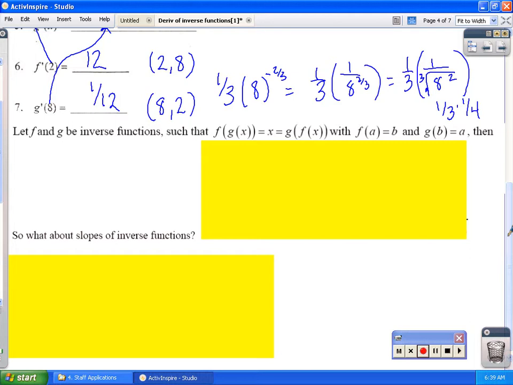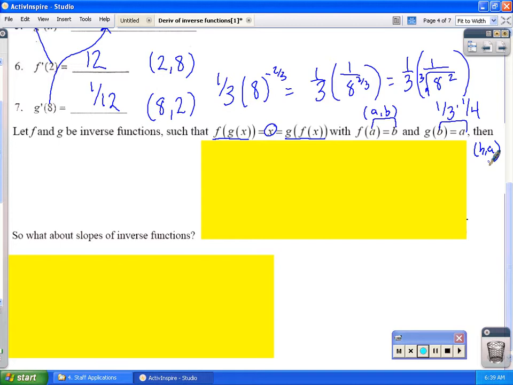So another way to state that is let f and g be inverse functions. And again, I'm proving that they're inverse functions by saying f of g of x is equal to x, and g of f of x is equal to x. Hopefully you remember from algebra that that's a way to prove that two functions are inverses of each other. And then f of a is equal to b, and g of b is equal to a. In other words, these two are partner points. On f we have the point AB, and on g we have the point BA. And that's just how inverse functions work.